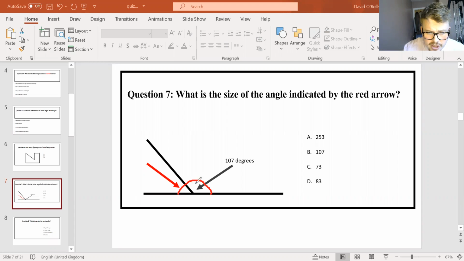So if that has been split into two, this portion would be 107 according to the diagram, which means this portion should be whatever remains in order to take this number up to 180, which is 73. So the answer is C, 73. 73 plus 107 is 180.